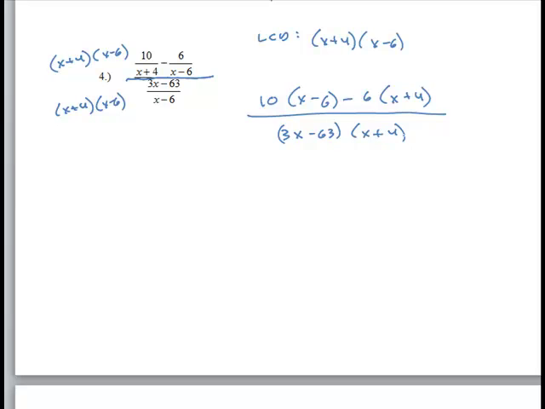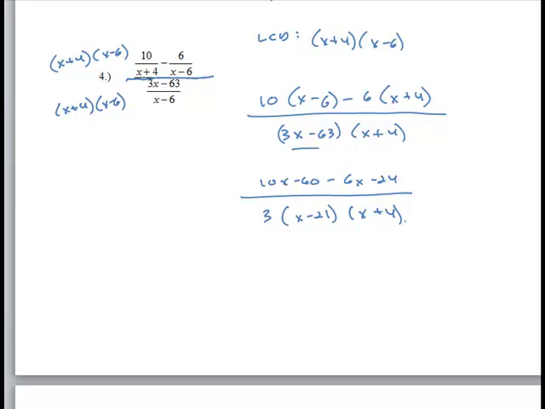So we no longer have a complex fraction. Certainly need to do some simplifying. The numerator, distribute that 10x minus 60, minus, distribute the negative 6, 6x minus 24. The denominator is almost factored. We don't certainly need to FOIL it together, but what we should notice is that first factor is not completely factored. There's a common factor of 3, so we need to factor it out of that first factor, leaving us x minus 21, and that remaining factor, x plus 4.